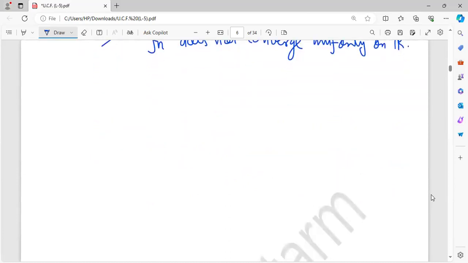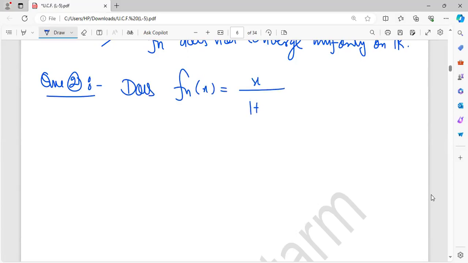Now see the second example, question number 2. Does fn(x) equal to x upon 1 plus n x square converge uniformly? This is x, this is n.